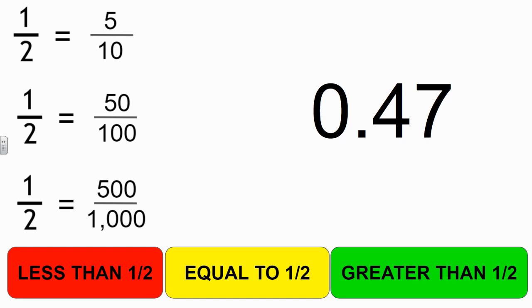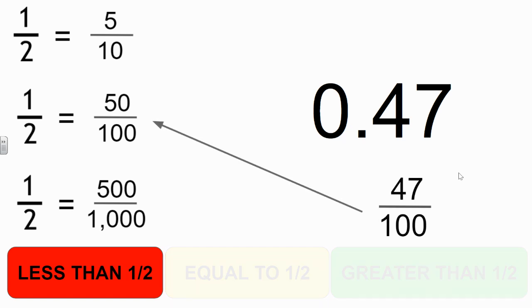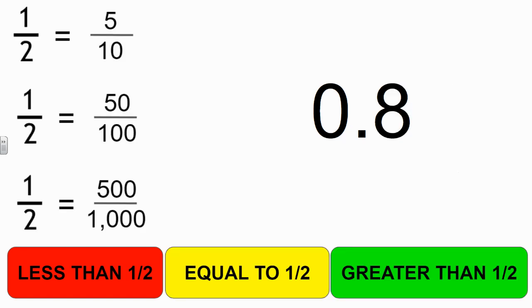All right, so 47 hundredths. If I can rewrite that as a fraction, it says 47 hundredths. And I'm comparing that to what I know half is in terms of hundredths. And since 50 hundredths is exactly half, and 47 is less than 50, that means that 47 hundredths is less than half. All right, let's try this one.